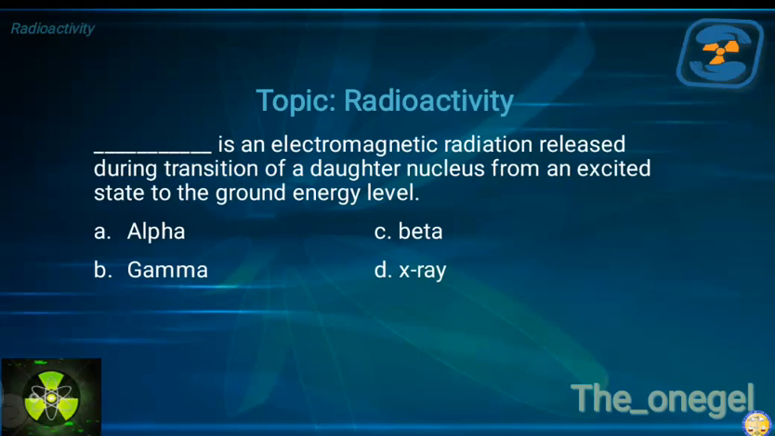Blank is the electromagnetic radiation released during transition of a daughter nucleus from an excited state to the ground energy level. So class ha, sinabi natin kanina, may dalawang uri lang ng electromagnetic radiation. So therefore, ikra-crush out natin yung mga particulate radiation. Hindi kasama dito si alpha at saka beta. So the choices is between gamma and X-ray. And sinabi natin kanina that yung origin kasi ng X-ray is in the electron cloud, whereas yung origin ng gamma is in the nucleus. So therefore, our answer is of course gamma.